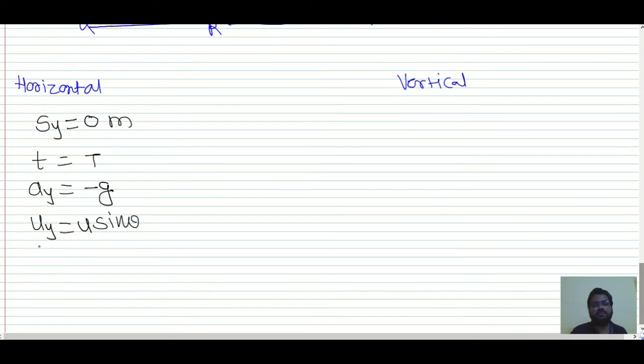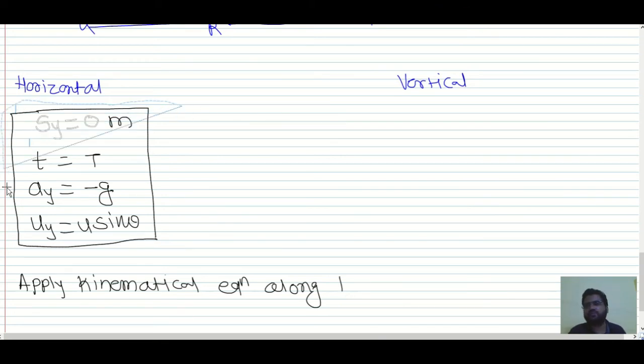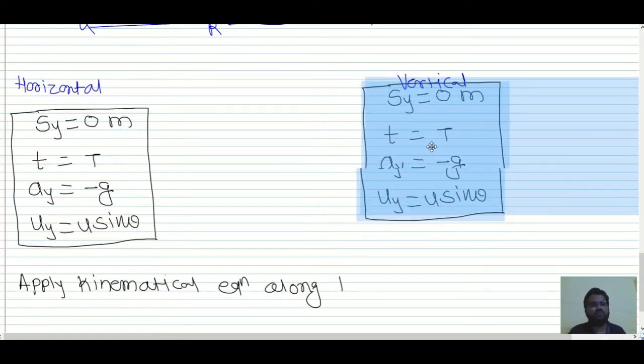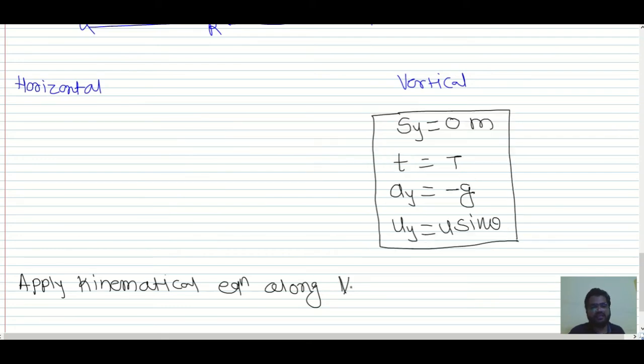Now if I just apply kinematical equations along the vertical, sorry, firstly horizontal, but I wrote vertical over here. So I'll write these things over here. So I'll just shift it. Yeah. So see, firstly I'll apply along the vertical direction.